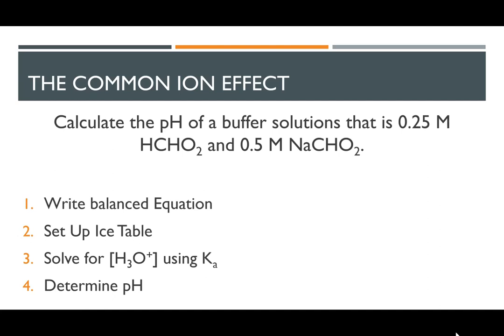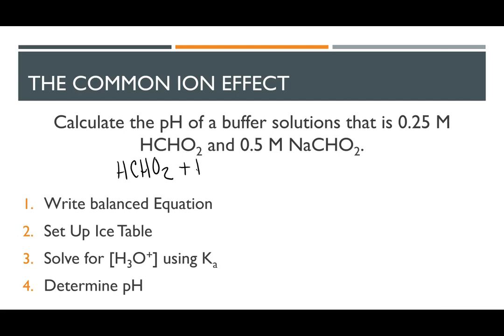All right, so step one, write a balanced equation. So here I'm going to see a weak acid. So how to identify it as a weak acid? Well, first I see this hydrogen in the front, so that tells me that it's an acid. It's not one of the big five, so I know that it must be weak.